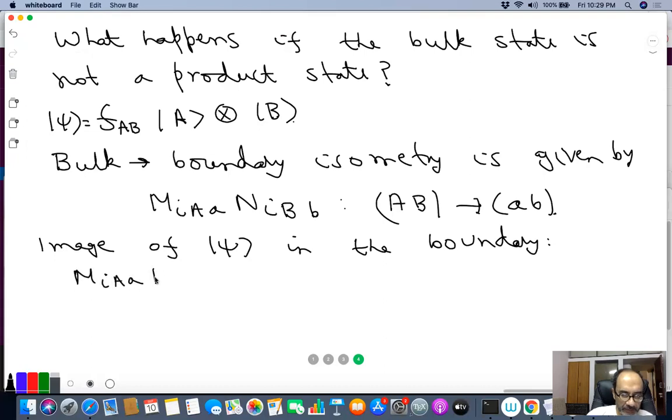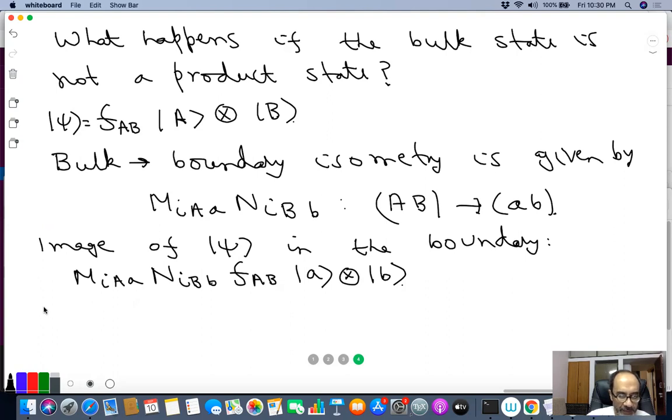M I A A, N I B B, then F A B, A times B. Okay, because F A B was the input, and these I is summed over, right? Because that's coming from here. So this converts the index capital A capital B to small a small b. Okay, so this is the linear combination of basis states, and that's the state in the bulk.